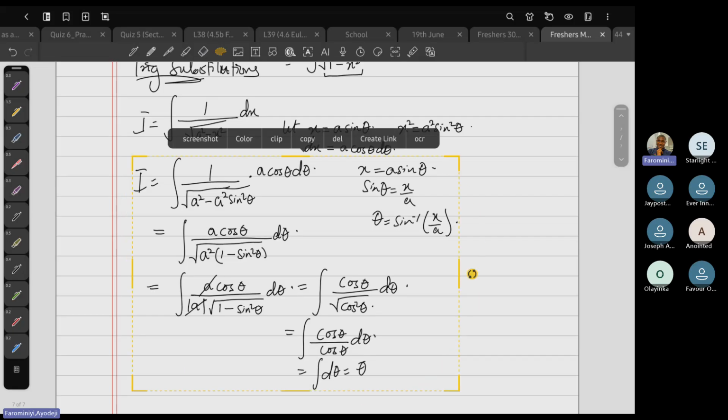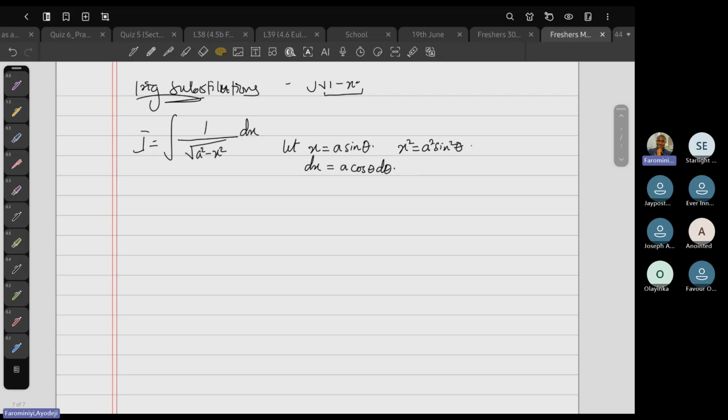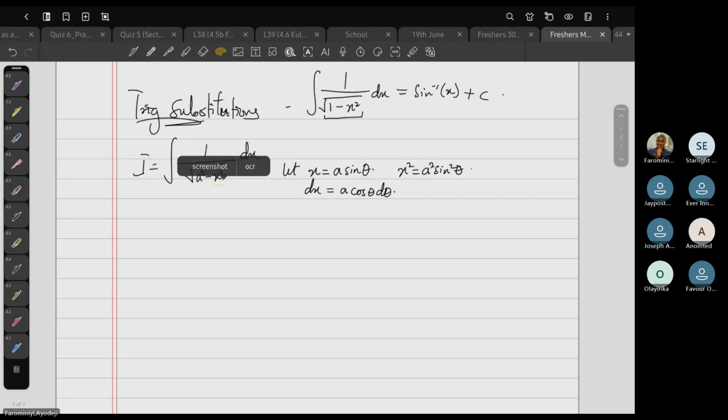So very quickly, when you have a squared minus x squared, the right substitution is x is equals to a sine theta. Then, because we know that 1 minus sine square theta will eventually give us cos square theta. So we do a sine theta. Even a cos theta will work anyway, but the best one is to use a sine theta. So when we have said x is equals to a sine theta, we need x squared, that is a squared sine square theta. Then dx is equals to a cos theta d theta. Are you okay with that?